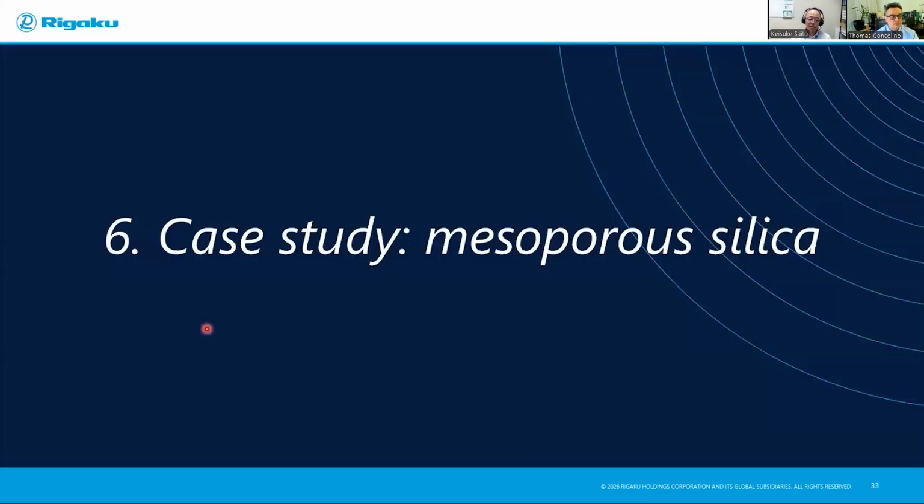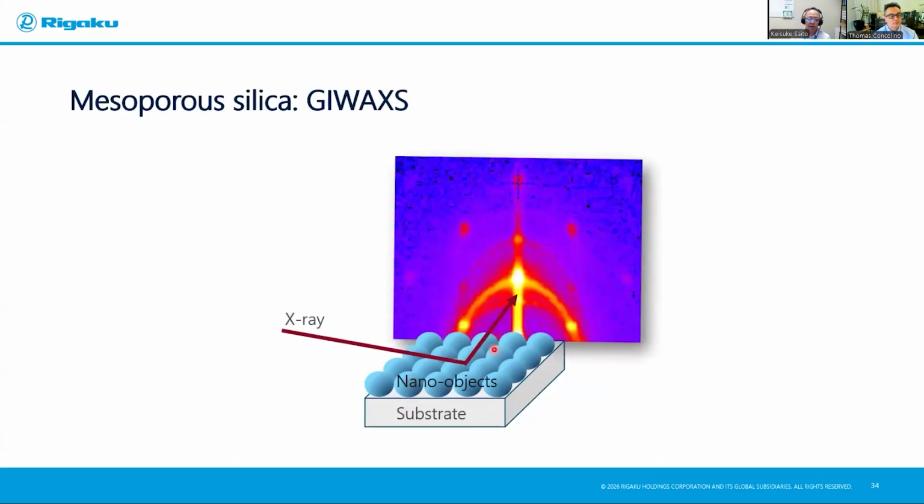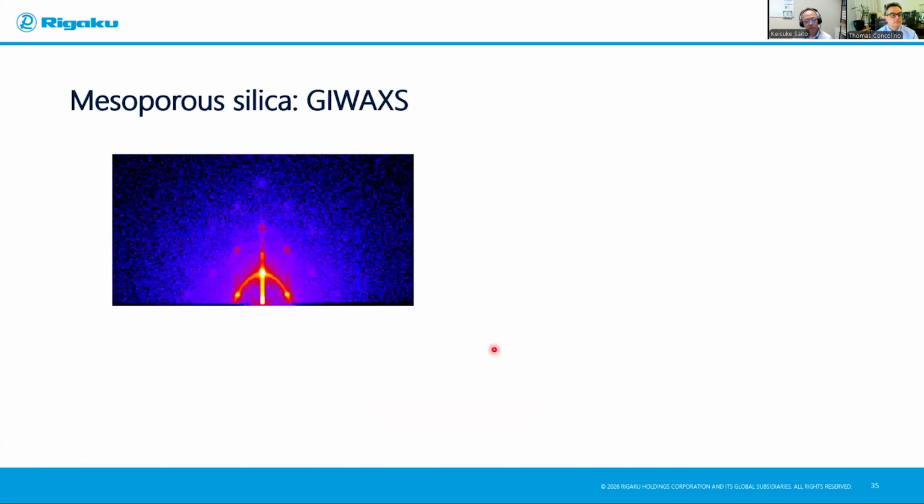Next example is mesoporous silica. As I mentioned briefly at the beginning, this is an example of an isotropic case. This mesoporous silica was prepared on a flat substrate, and X-ray from here is scattered by the nanoparticles and recorded by a 2D detector. So this is the obtained 2D WAXS profile.